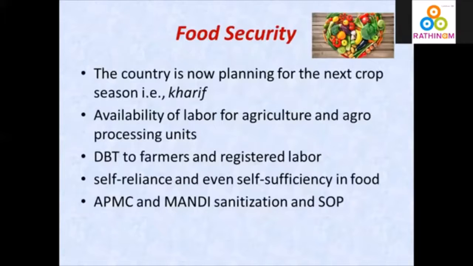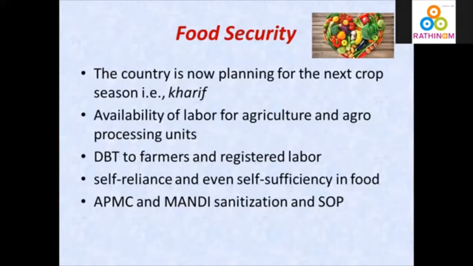Food security. Now we find that the country has just sown. We saw increased labor available. All these farms, you had trebled your sowing. There was direct benefit transfer to farmers. Registered labor increase. We have become much more self-reliant and self-sufficient in food. And APMCs and mandis saw decentralization. Farmers can go and sell directly. Sanitizations have been regularly done. So the food security has actually increased.